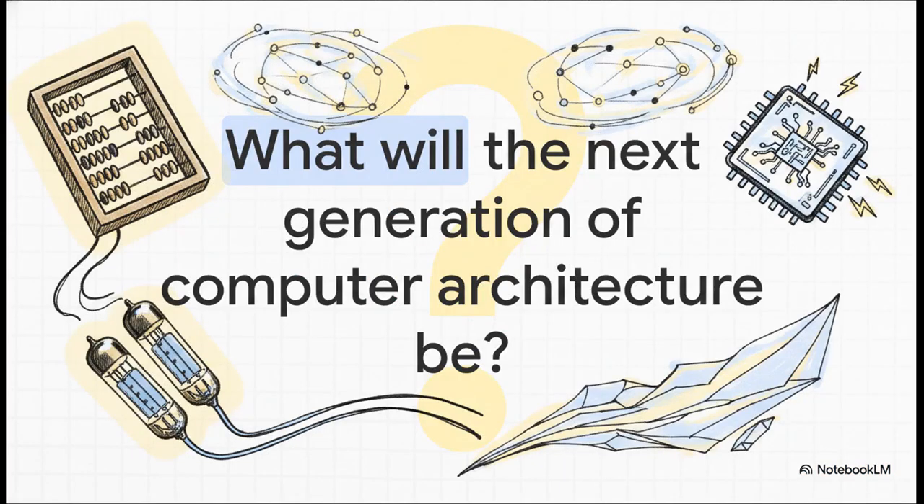So, having journeyed all the way from ancient wooden abacuses through massive hot vacuum tubes, right down to the microscopic lightning-fast fetch-decode-execute cycles of a modern chip, I want to leave you with this one thought. As artificial intelligence continues to rapidly push the boundaries of what these systems can actually learn and process, what on earth will the next revolutionary generation of computer architecture look like?